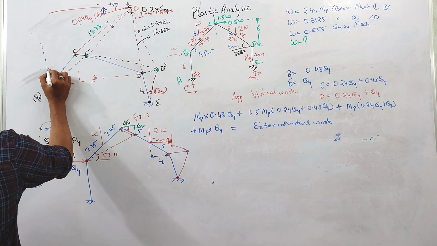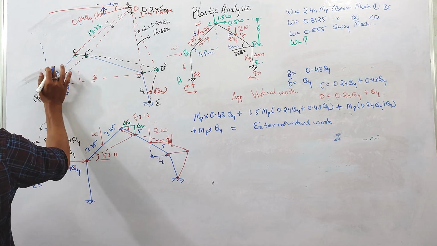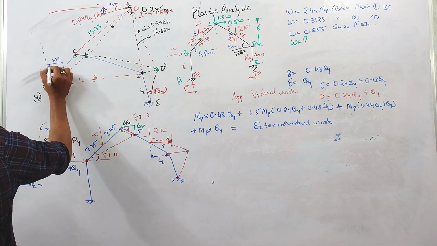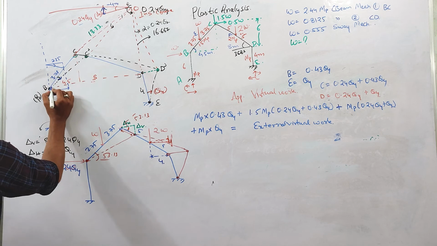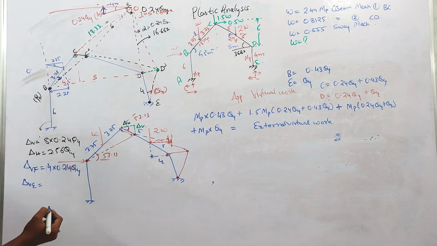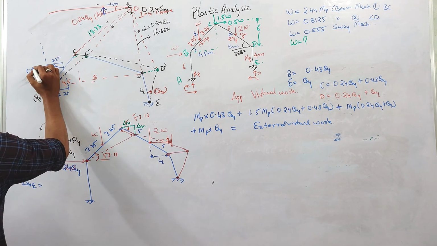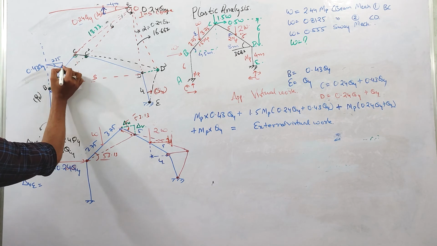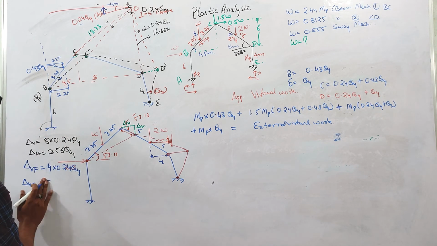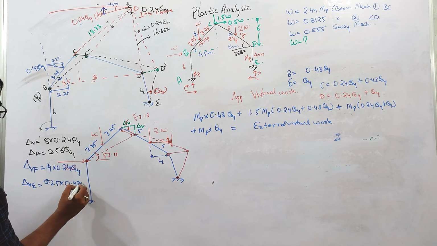So again from here, let us suppose we'll be moving. This is 2.25, and we'll move by theta. At what angle is this member rotated? What was the angle? 0.43 theta 4. So vertical deflection will be 2.25 into 0.43 theta 4.